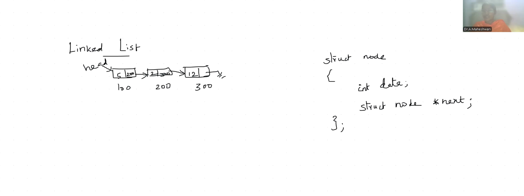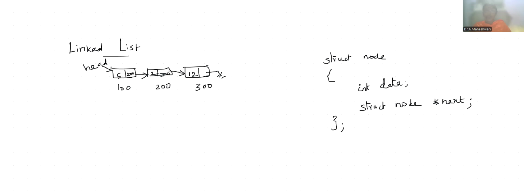Okay. My structure has data and another field, next. If you want to access the first field, call the name data. If you want to access the second field, the name should be next. Okay. So this is the creation of a structure.